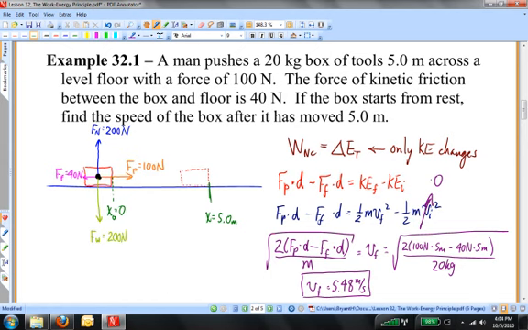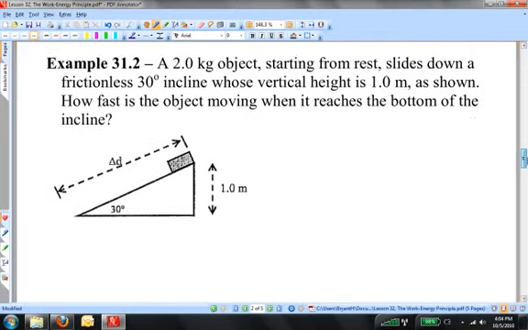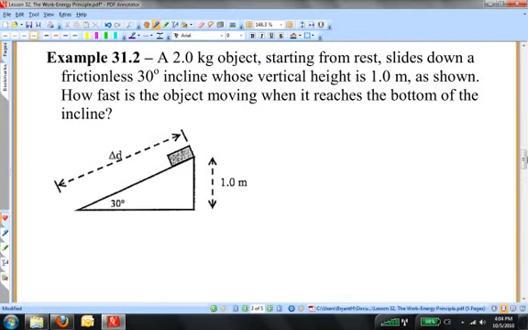The next application, example 31.2, should be 32.2. A 2 kilogram object starting from rest slides down a frictionless 30-degree incline whose vertical height is 1 meter as shown. How fast is the object moving when it reaches the bottom of the incline?